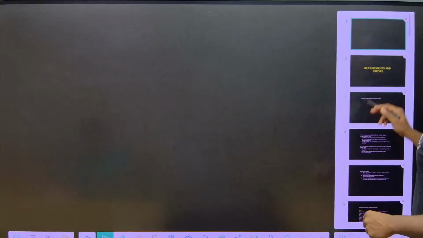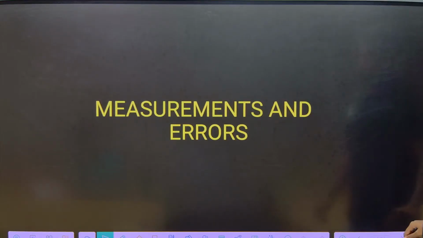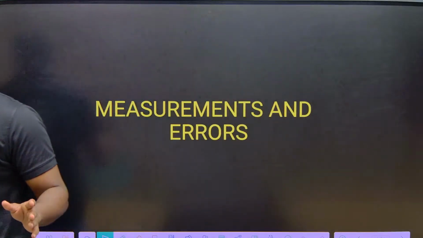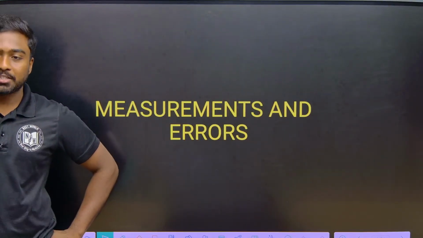In this class now we'll start with the topic measurements and errors. So the topic is measurements and errors. In this, what is measurement and what is error? If we measure something, any object, we'll measure the object.